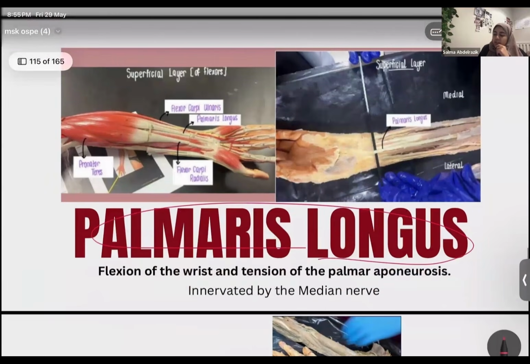You have palmaris longus. What's special about it is the fact that it's not in everyone. Not everyone has it. When you flex your hand, it's this one that goes over here. It's again innervated by the median nerve, and it flexes the wrist and tenses the palmar aponeurosis, which is over here.